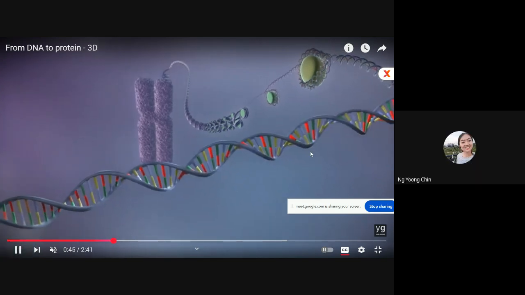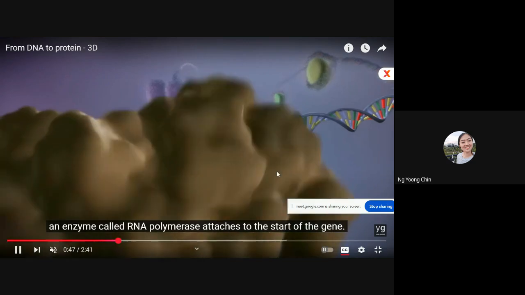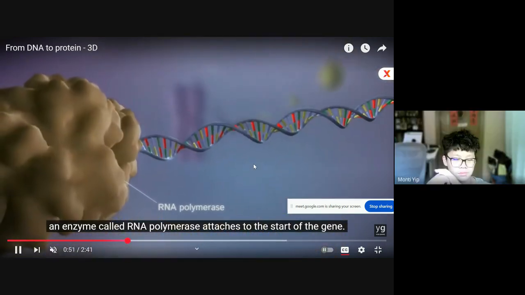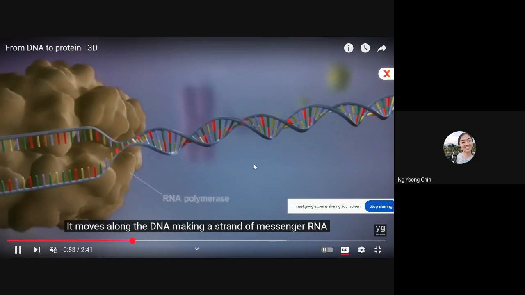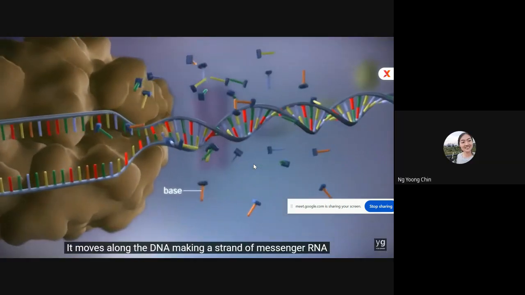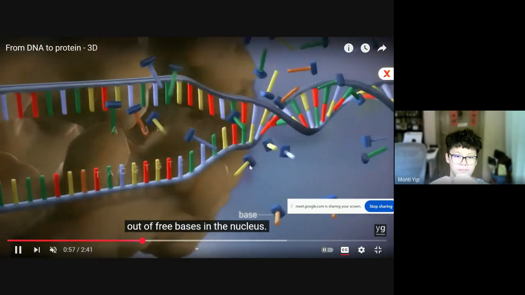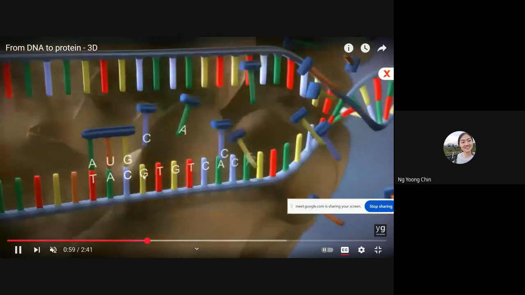A lot of information. So you can see this is how they will transfer the information from the DNA to outside. First, they will try to make the RNA. RNA is a single strand, okay? This is how they make RNA.